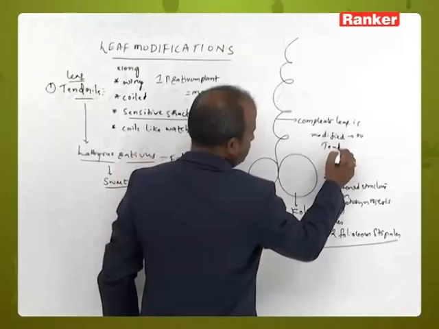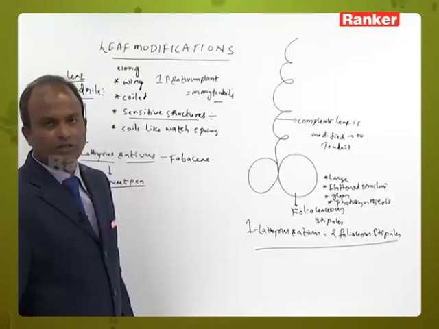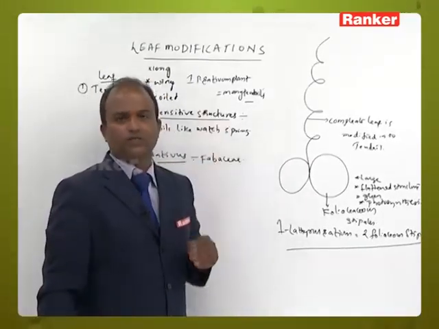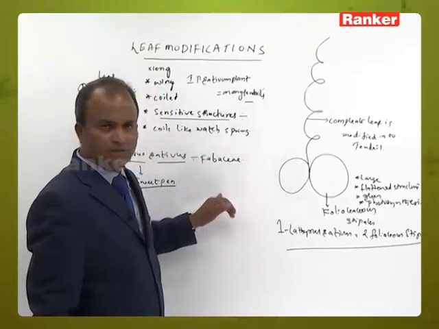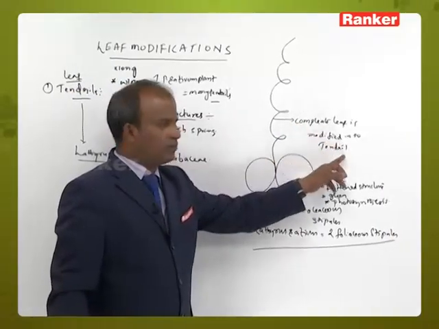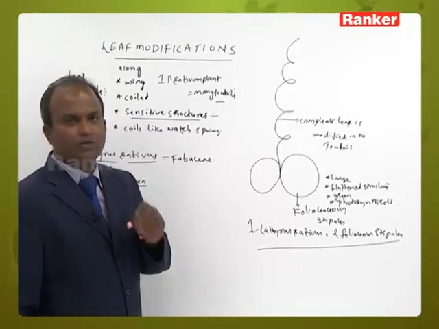In this, the complete leaf is modified into tendril, but when compared with Pisum sativum, the terminal leaflets are modified into tendrils in Pisum sativum, whereas in Lathyrus sativus the complete leaf is modified into tendril.